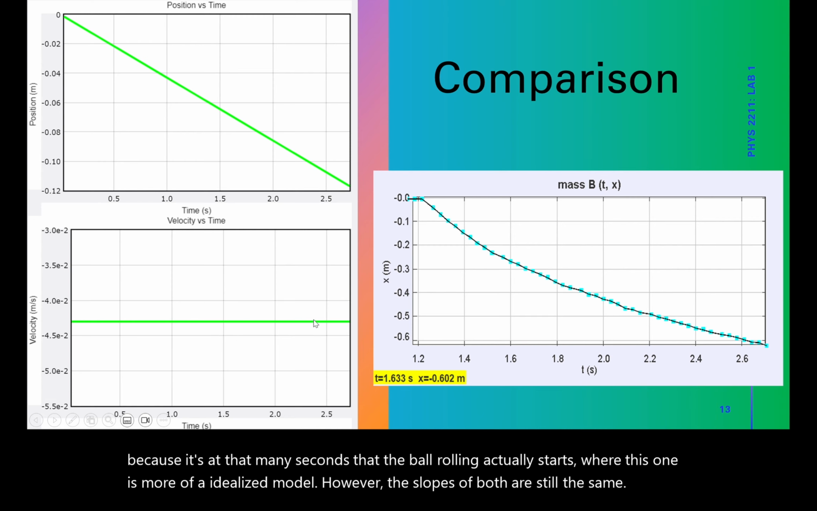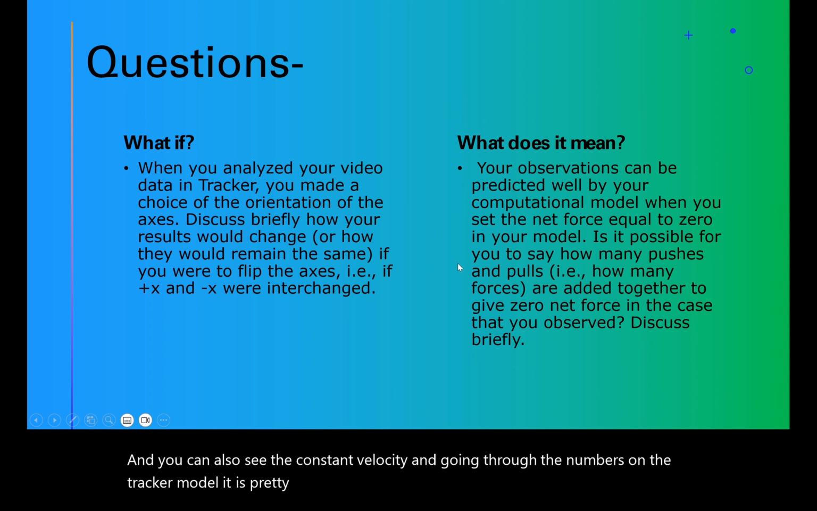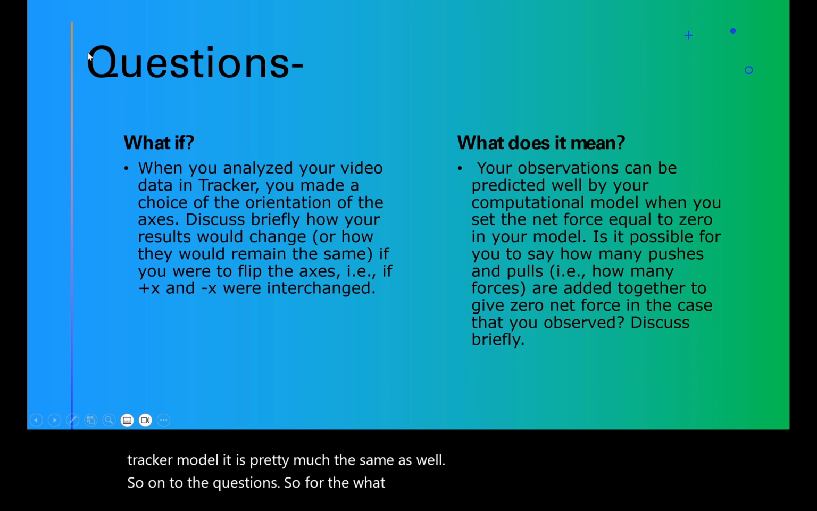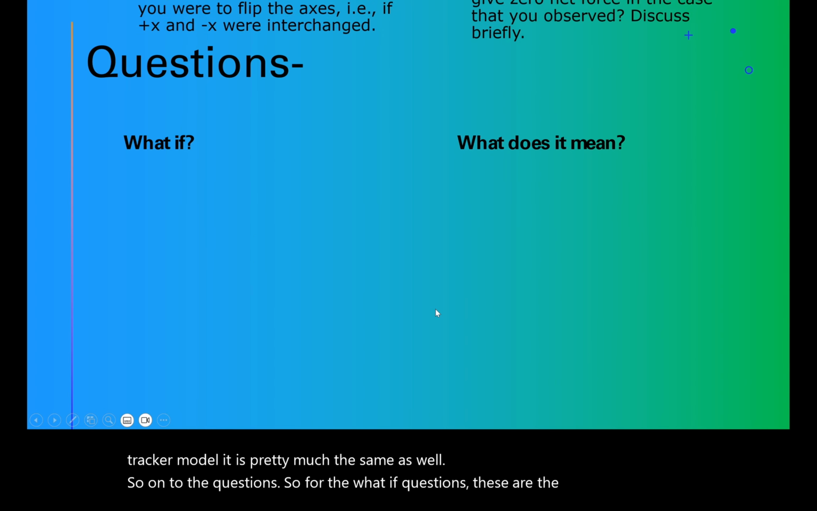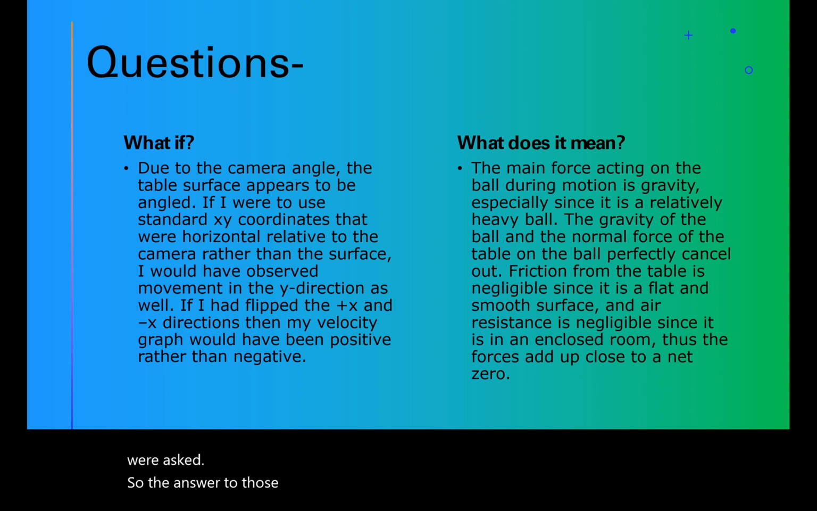And you can also see the constant velocity, and going through the numbers on the Tracker model, it is pretty much the same as well. So on to the questions. So for the what if questions, these are the questions that were asked. So the answer to those, due to the camera angle, the table surface appears to be on an incline.